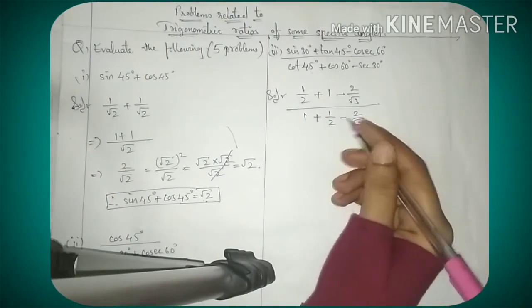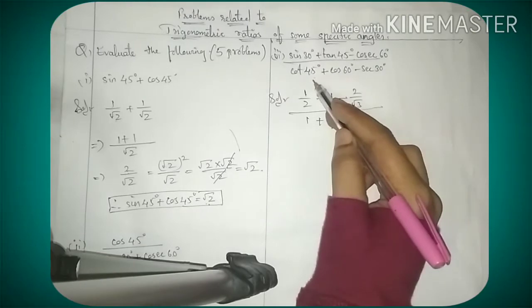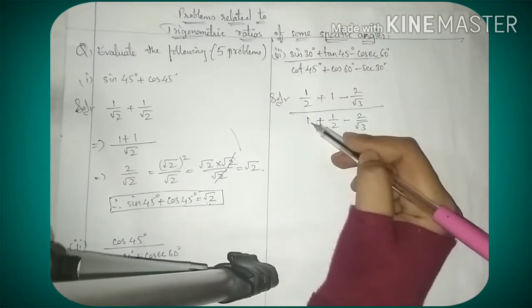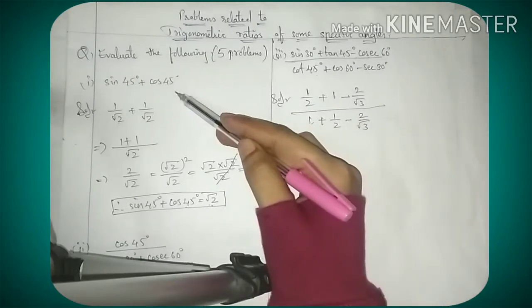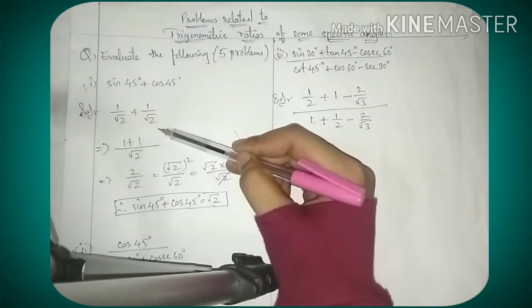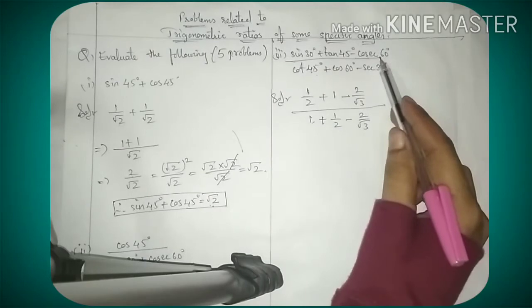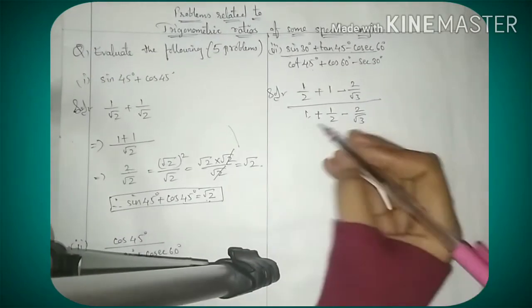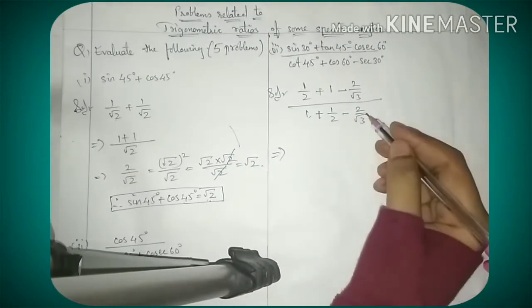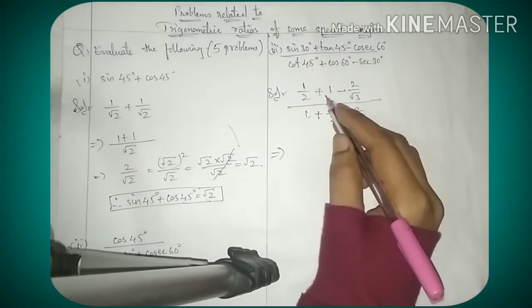You can observe over here tan 45 and cot 45 we are getting 1, and for sin 45 and cos 45 we are getting 1 by root 2 and 1 by root 2, and here cosecant 60 and secant 30 we are getting 2 by root 3, 2 by root 3. Okay, now just remember this, 1 by 2 plus 1.